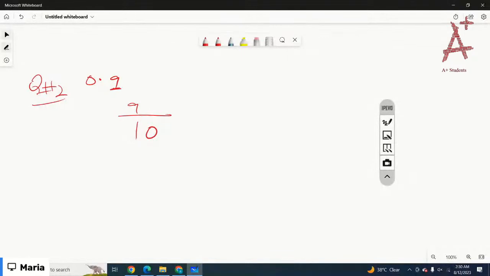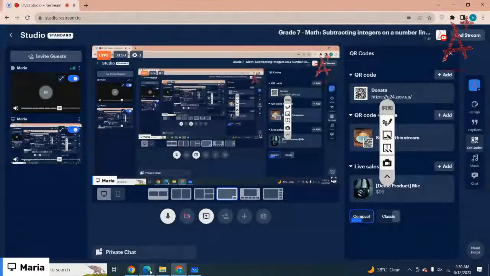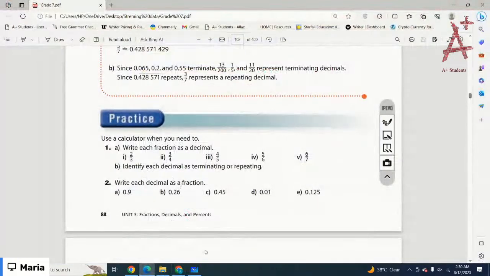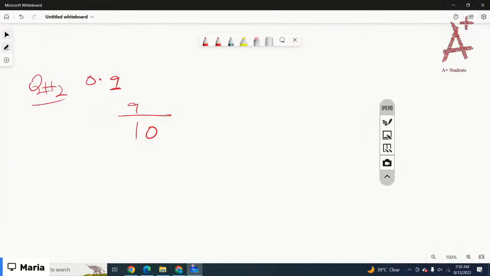Okay, the next one is 0.26. Okay, just add a 1 for the decimal point. You have now two digits right after the decimal point, so you add two zeros, right? You have to divide them by a common number to write the answer in simplest form. So I think you can divide them by 2. 2 times 13 is 26 and 2 times 50 is 100. So it would be 13 over 50, right?